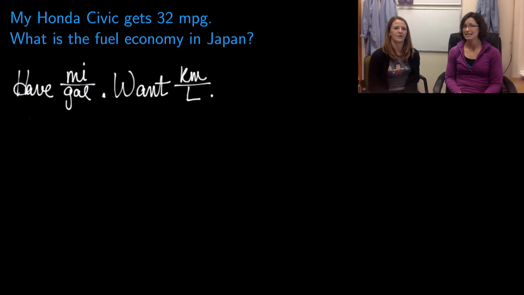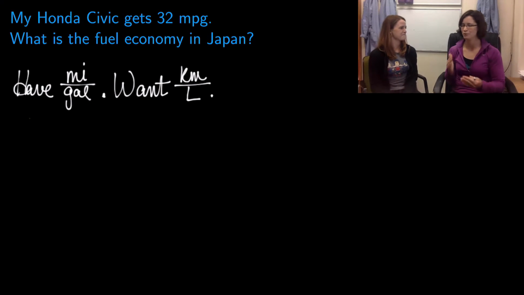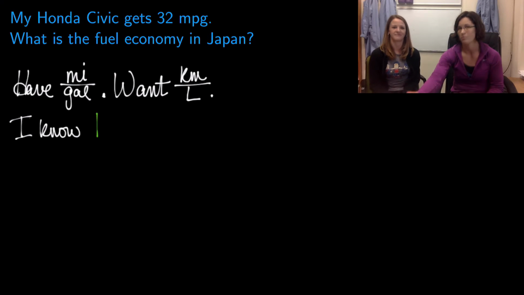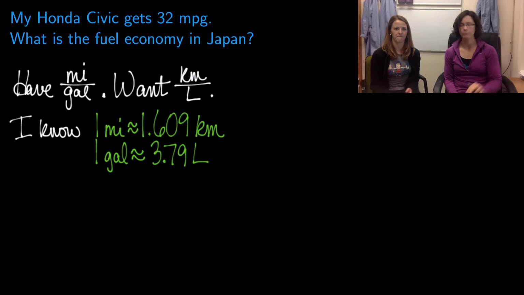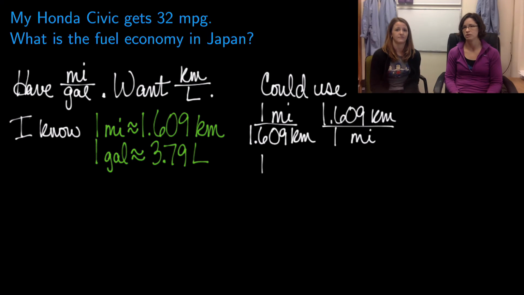Okay. Now this is a beefier problem, right? The miles has to turn into kilometers somehow, and the gallons has to turn into liters, and somehow fuel economy is just going to be a number. We got it. We can do it. So here are the things that I know. You Google, and then you look up that a mile is about 1.609 kilometers. Boom, you have that as your equation. You also look up that a gallon is about 3.79 liters, okay? So those 2 equations turn into 4 different conversion factors that we could choose from.